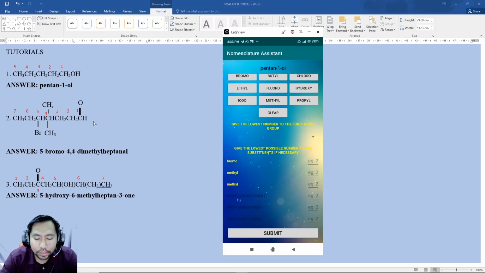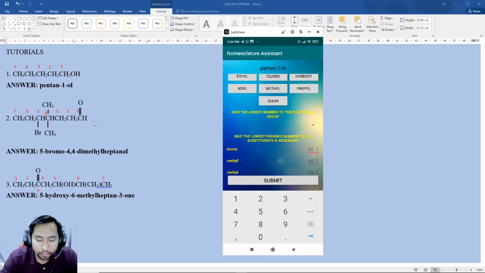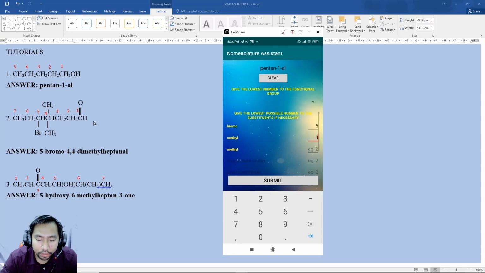Give the lowest possible number to the substituent if necessary. We just follow the numbering that we made earlier, starting from the carbonyl at carbon number 1. Bromo is at carbon number 5, methyl at carbon number 4, and another methyl also at carbon number 4. So we just touch the submit button. The answer is 5-bromo-4,4-dimethylheptanal, same as what we answered.